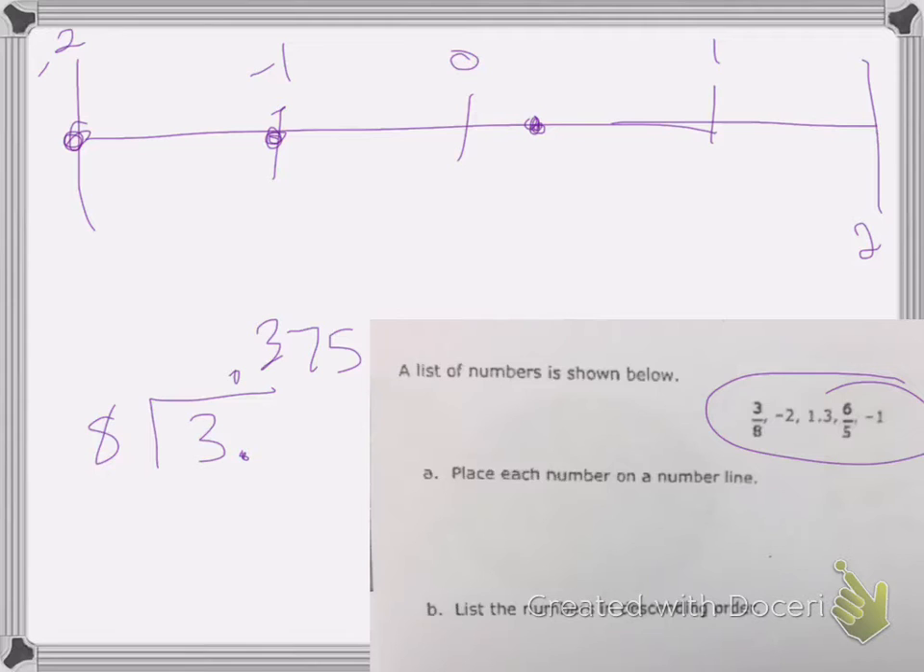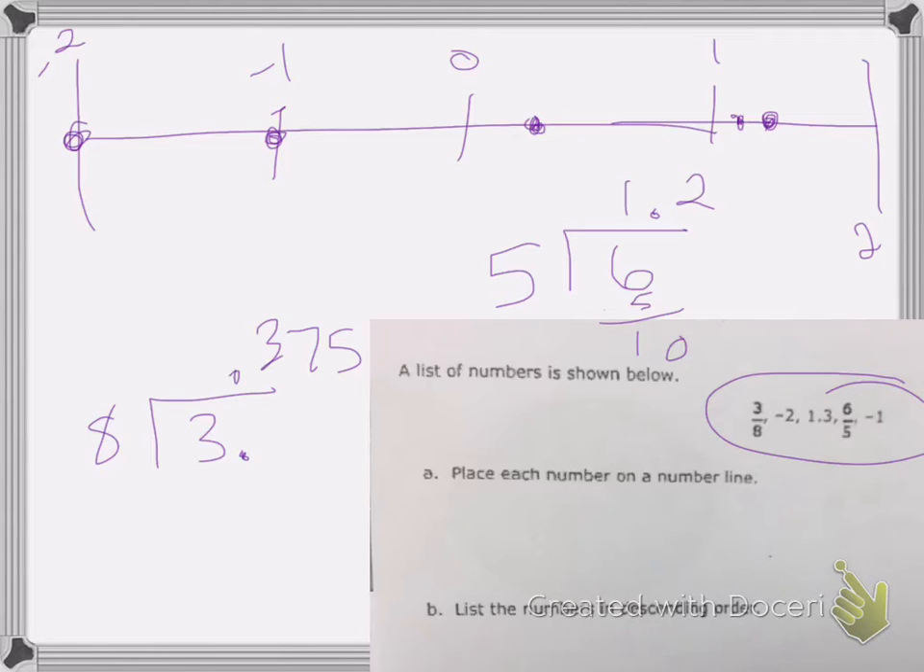You've got 1.3, and you've got 6/5. Remember, the nerd goes on the inside, or the numerator goes on the inside. It doesn't have to be the smallest number. 5 does go into 6 one time. That leaves you with 1 left when you subtract. And you get 1.2. So 1.2 is going to be smaller than 1.3. So right there.